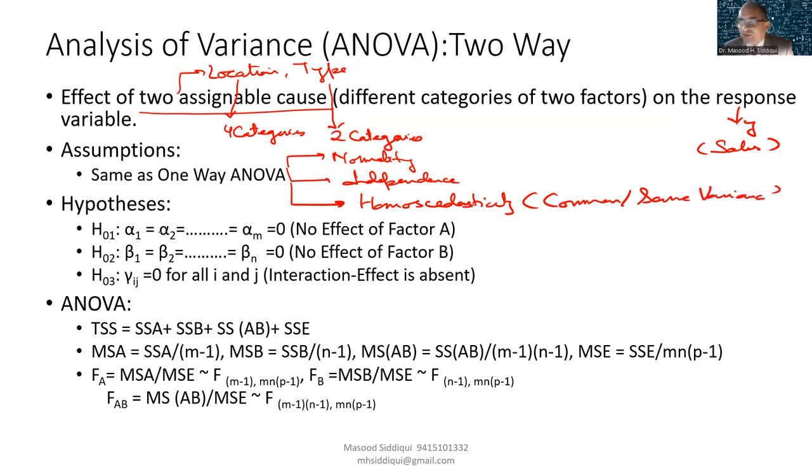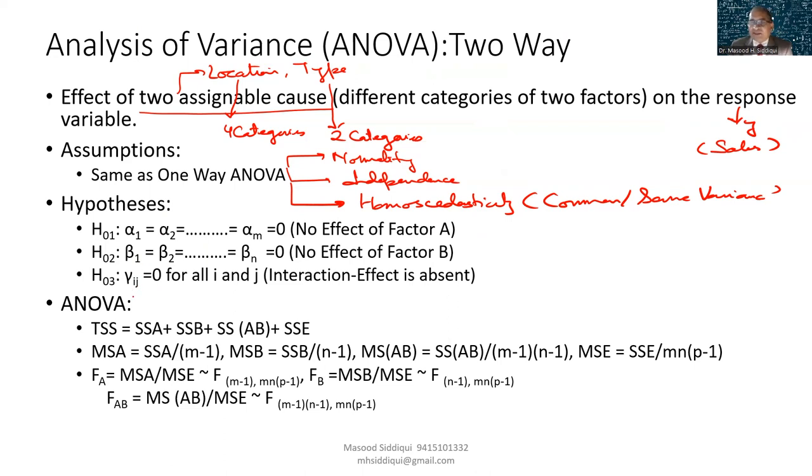And accordingly, we have hypotheses: alpha 1, alpha 2 up to alpha n equal to 0, means no effect of A, right? Where alpha is the difference of mu i and mu. This is no effect of B, and these are the interaction effects. These are the hypotheses. Here we are going to bifurcate it.